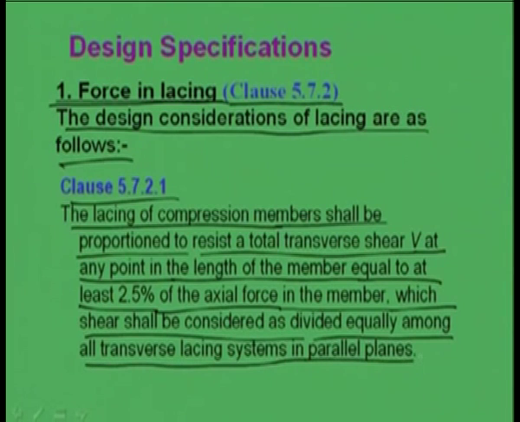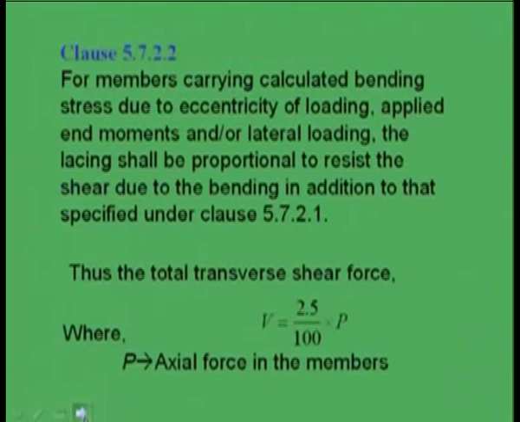This will be clear when we go through the example and derive the equations. So, what we have seen is that the transverse shear V at any point will be equal to 2.5% of the axial force in the member, and this shear shall be considered as divided equally among all transverse lacing systems in parallel planes. So, this we have to maintain.